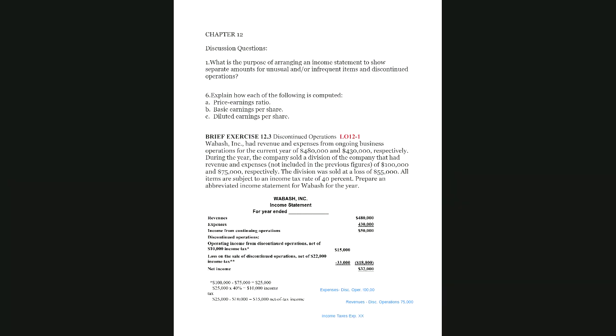Really, that's a flaw with this particular problem. They really should have told you the amount of the taxes for that division. So here it would be income taxes debited and income taxes payable for that particular division.